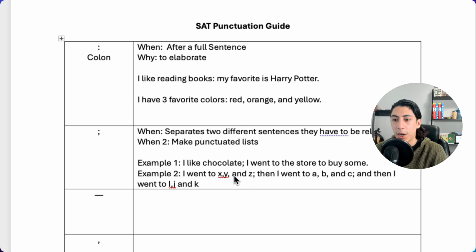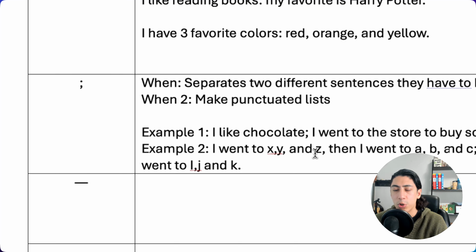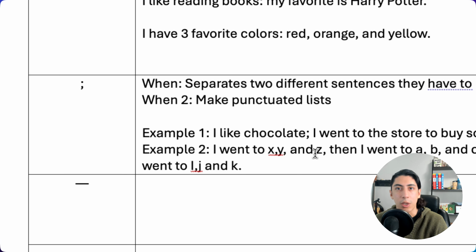I went to X, Y, and Z; then I went to A, B, and C; and then I went to I, J, and K. If you notice here, I have a semicolon here and a semicolon here. And I also have the semicolon and to end things. The reason I would use that is because if I didn't use that, it would get a little bit confusing what this comma was referring to. There'd just be too much punctuation that's similar, and so that creates confusion visually. So what you want to do is you actually want to separate it with a semicolon.